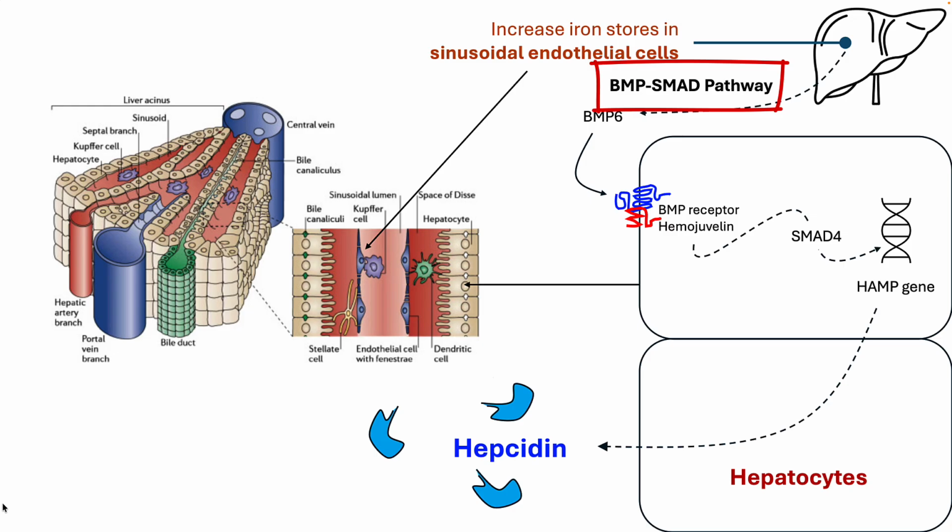It's an interesting acronym: bone morphogenetic protein, that's your BMP, and mothers against decapentaplegic, that's your SMAD. Increased iron stores in the sinusoidal endothelial cells are a stimulus for BMP6 synthesis. BMP6 is sensed by the hepatocytes via the BMP receptor and hemojuvelin, and via the SMAD pathway, they upregulate hepcidin synthesis and secretion.